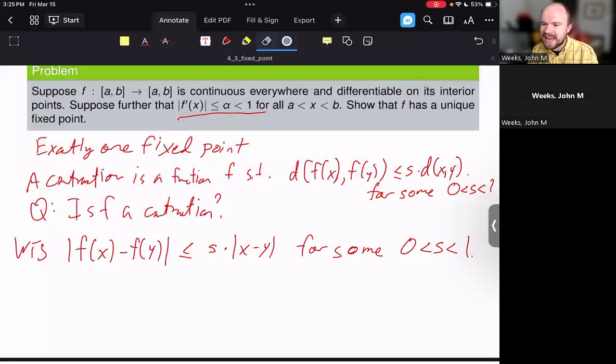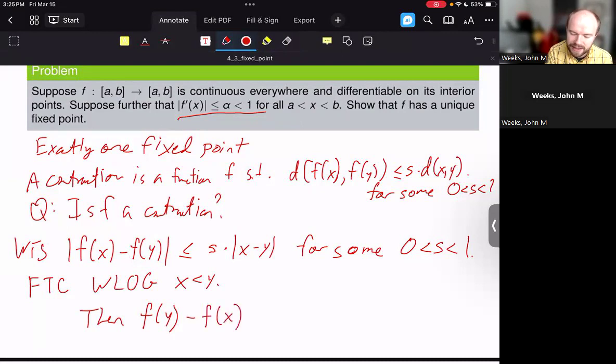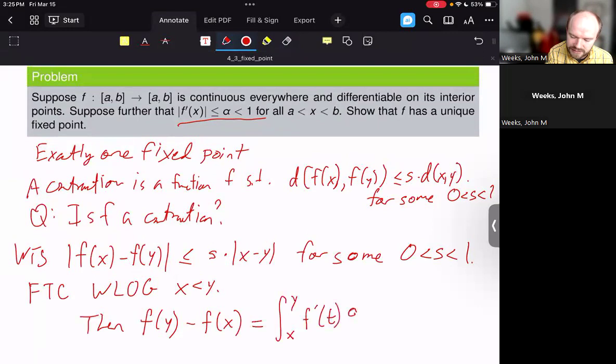Let's think about how to connect the derivative to values of the function. Let's see if we can use the fundamental theorem of calculus to help us out here. Let's say, without loss of generality, that x is less than y. Then I think that we can find f of y by using the integral. The fundamental theorem of calculus says this: if I want to find the difference between f of y and f of x, then I can say that this is equal to the integral from x to y of the derivative of this function, dt.